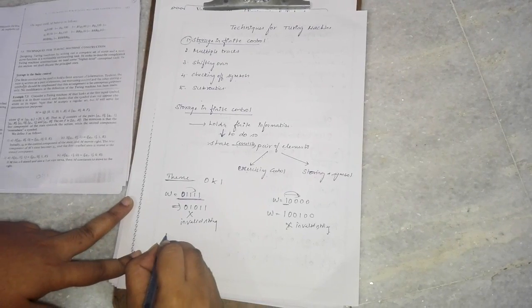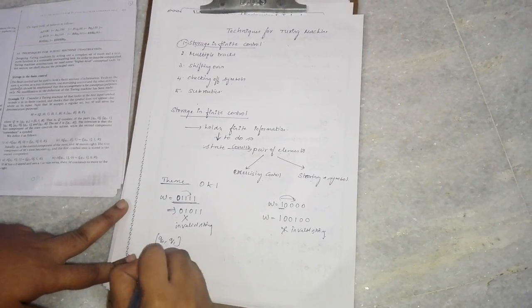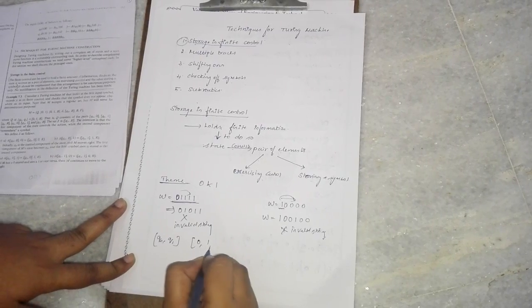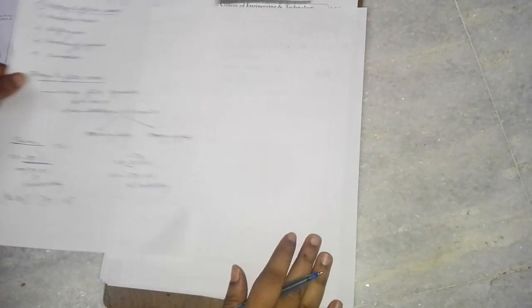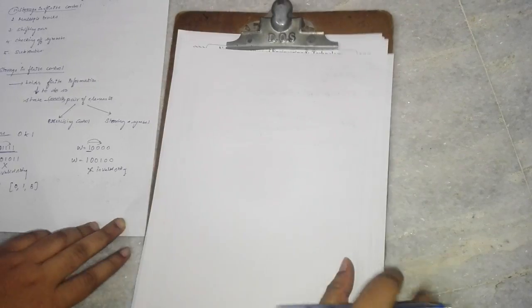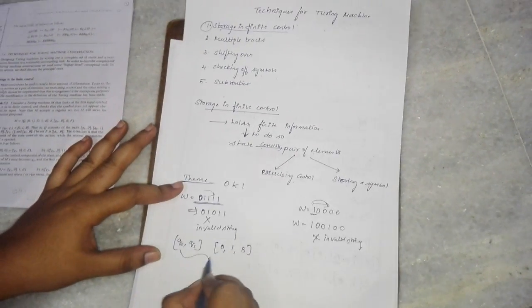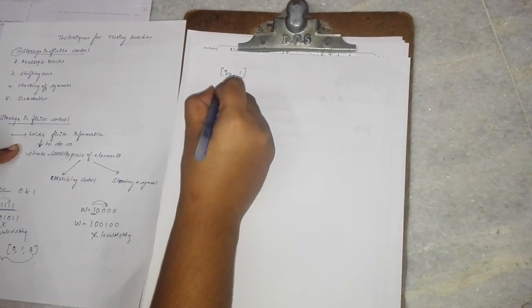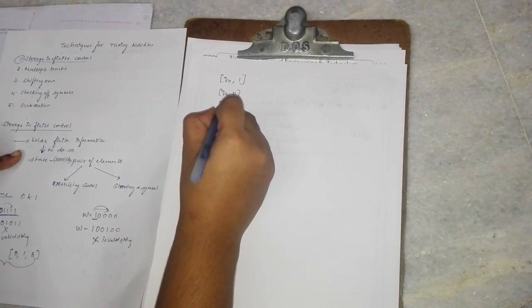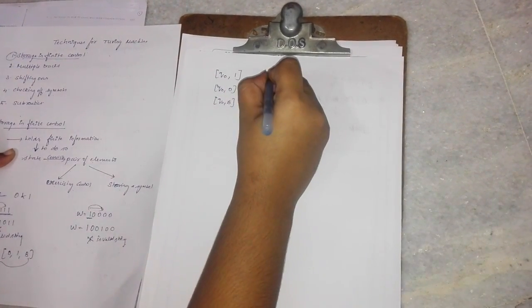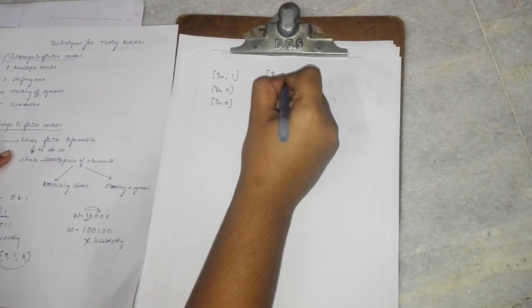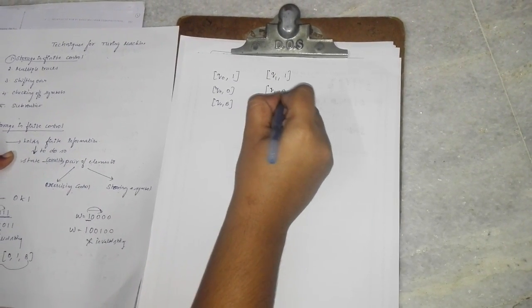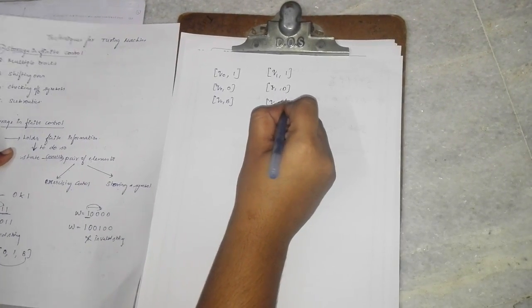So there are two states, Q0 and Q1, and three input symbols: 0, 1 and blank space. On combination of all these, we get six combos: Q0 with input 1, Q0 with input 0, Q0 with input blank. Same vice versa here: Q1 with input 1, Q1 with input 0 and Q1 with input blank. So here we'll see the transitions.